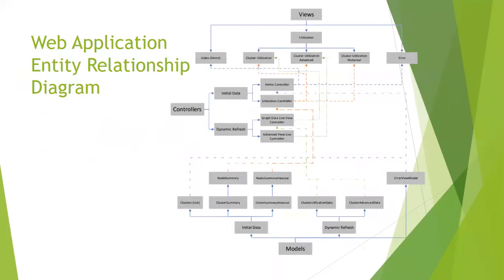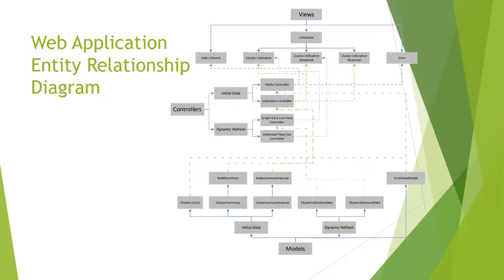This is the entity relationship diagram for the web application. As I described previously, you can see the three main sections with views at the top, controllers in between, and then models at the bottom. So the cluster itself, as it's supposed to update data as it's pushed, needs to be able to reflect that. Our initial approach very early on was to manually refresh the page, but we soon decided this was pretty clunky. So we replaced this with an Ajax JavaScript function in the cluster utilization real-time pages. And that's represented by the dynamic refresh model down at the bottom and in controllers as well.